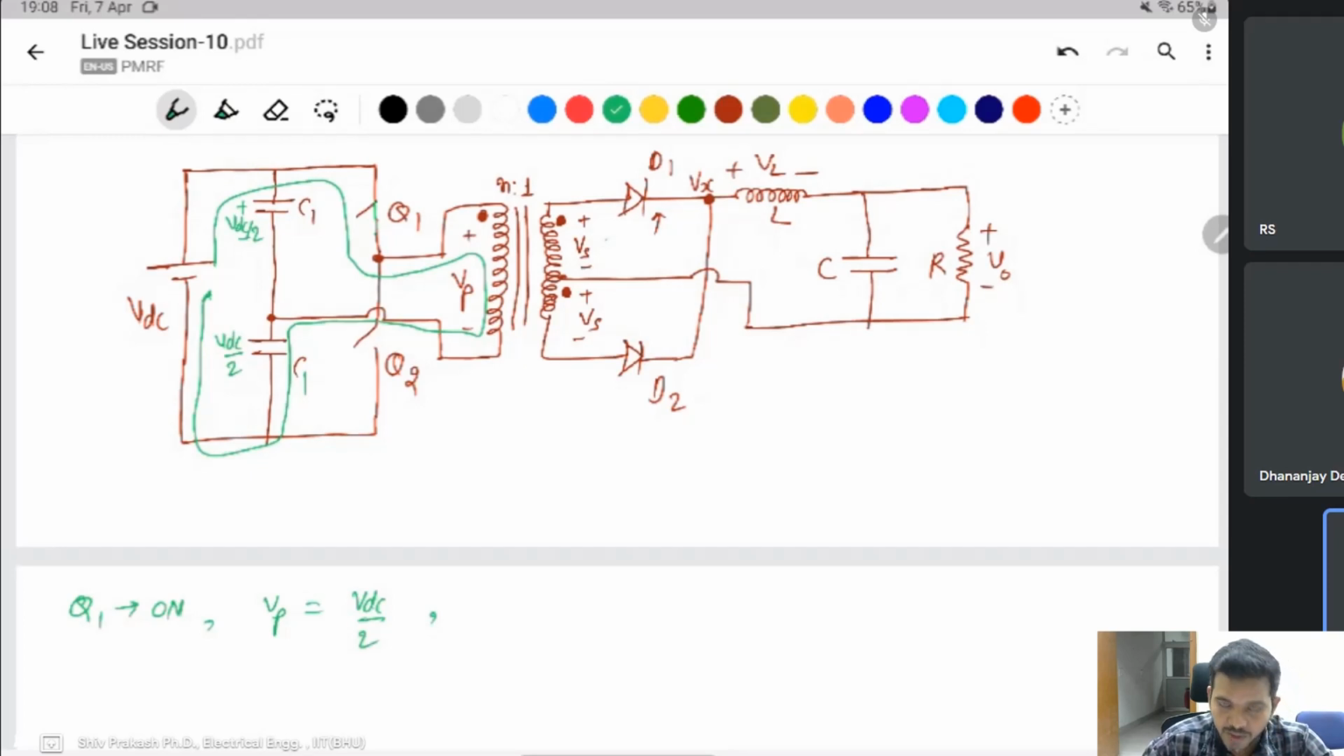Then what is Vs? Vs is transferred to the secondary side. This one is the dot polarity, this one positive. The current flows like this, and Vx is the same as Vs. Then you can write Vs is Vp divided by n. Vp is VDC by 2, into 1 by n.